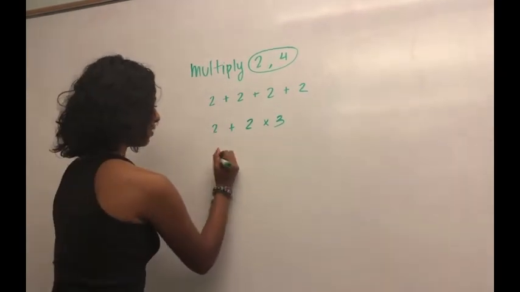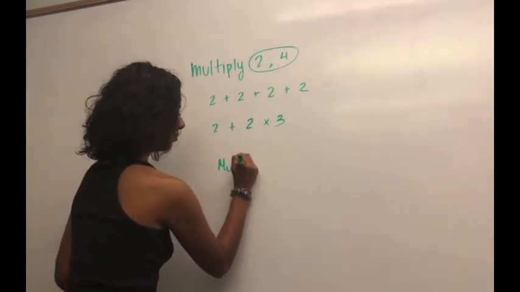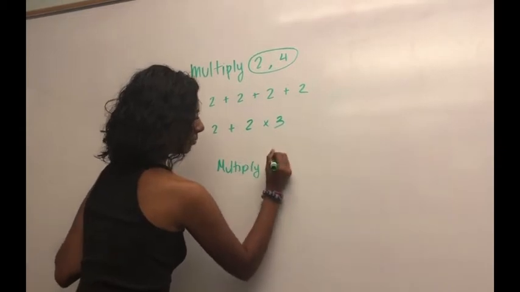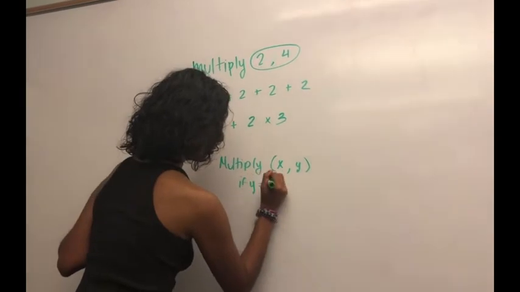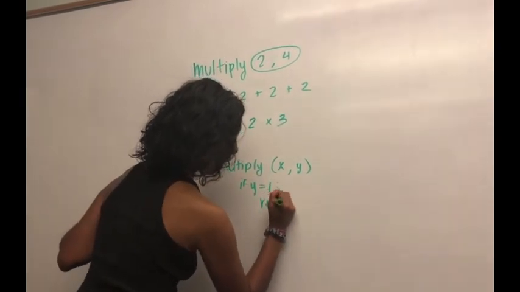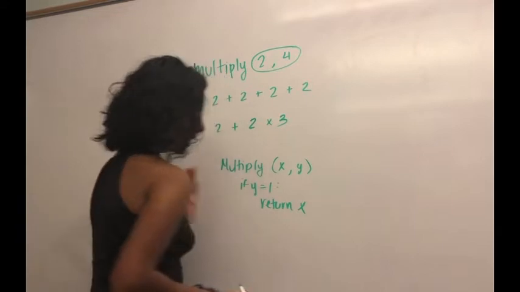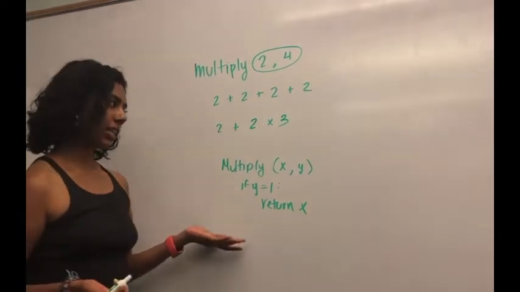Yep. Whenever you're calling multiply on x and y, if y equals 1, we can just return x. Because that's the simplest case, that's gonna be our base case.